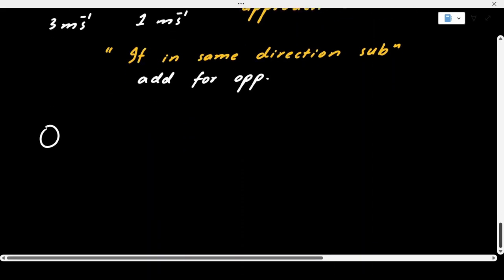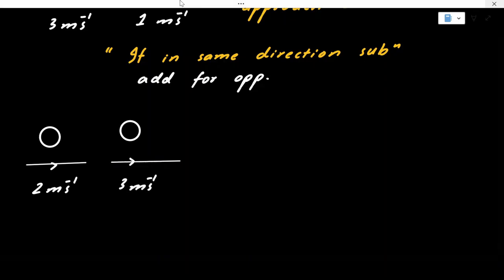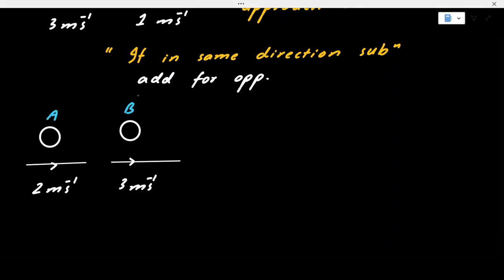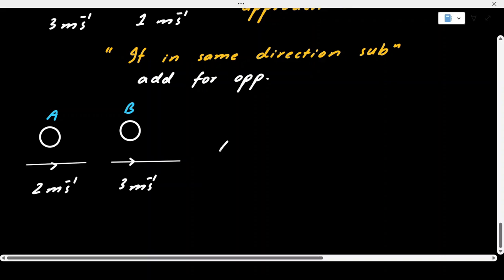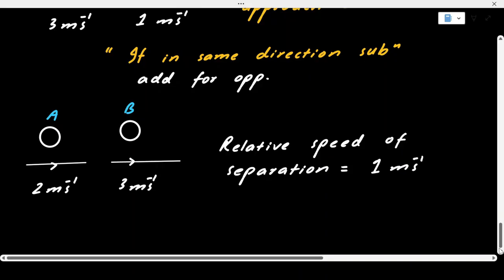Now if the objects are being separated, what does that mean? Let's say this is the first object which is moving to the right side with a speed of 2 meter per second. The second one is moving with a speed of 3 meter per second. Then the first one, object A, can never chase object B. Rather, these objects are receding, moving away from each other. Now, what is the relative speed of separation in this case? It equals 3 minus 2, which is 1 meter per second. So the rule is the same.